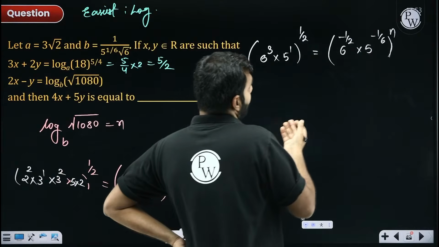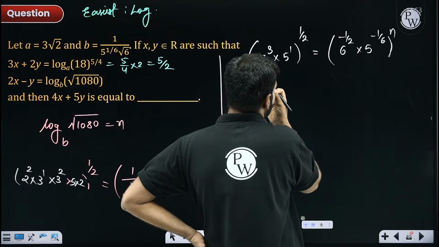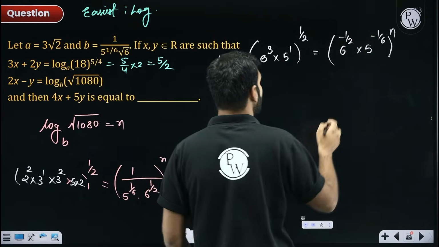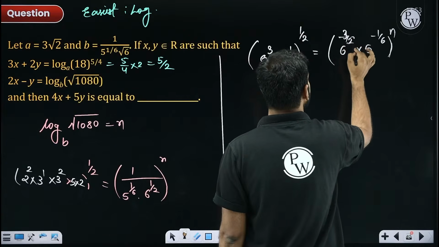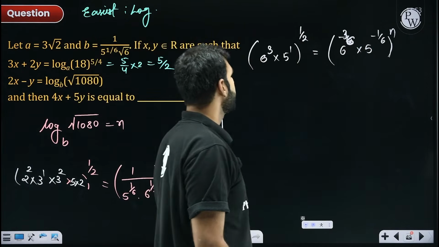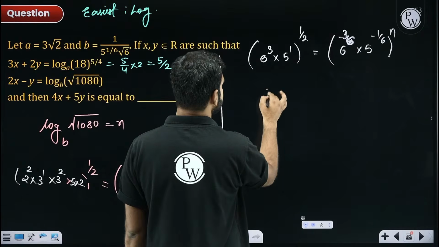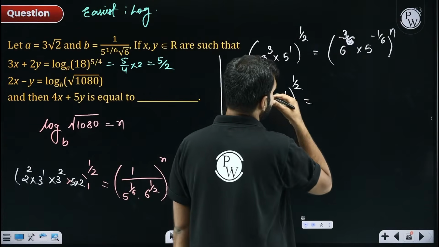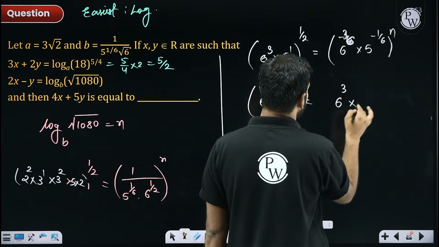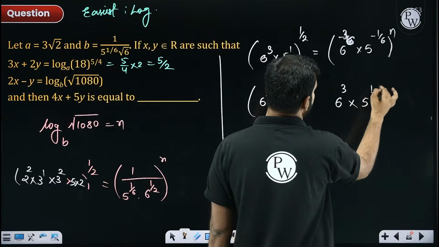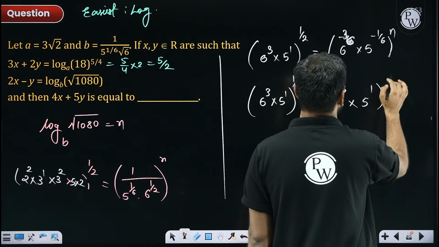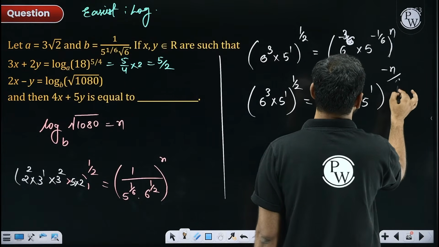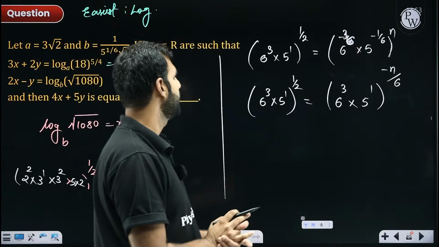Yes. If I take this as, can I write this part as 3 here in the numerator and denominator? So this will be minus 3 by 6. I hope I can do so. So this is 6 cube into 5 to the power 1 whole raised to the power 1 by 2. But this will be 6 cube, I hope you're getting it, 5 to the power 1 whole raised to the power minus n by 6. Correct me if I'm wrong. Did I make any mistake?